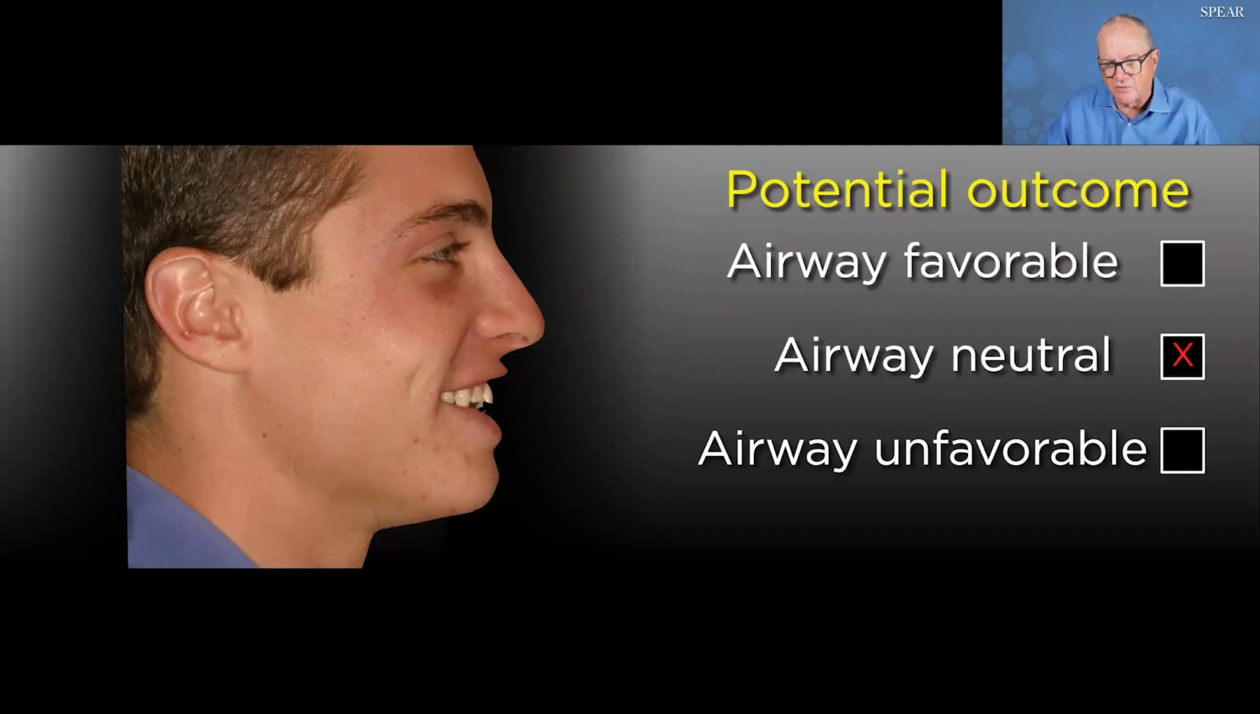And in terms of airway, when I think of treatment planning, anything that narrows the mouth, so makes less room for the tongue, I typically think of as airway unfavorable. Anything that expands the arch, makes more room for the tongue, I think of as airway favorable. I would call his airway neutral because his maxilla is in the right place, and the amount we're going to be changing the lower incisors is really minor.